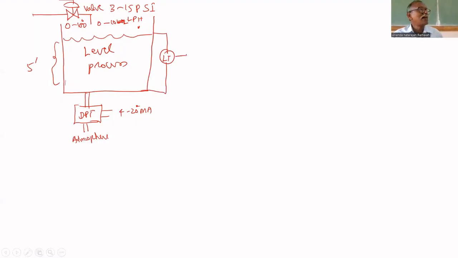That's why it gives an output proportional to level, proportional to height. So we can call it a level transmitter. Here you are using the DPT as a level transmitter. So that 4 to 20 milliamps is the signal from which we have to generate the error signal. That's why this 4 to 20 milliamps is given to the controller.